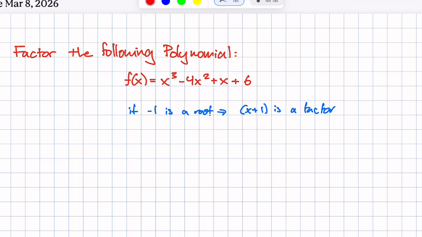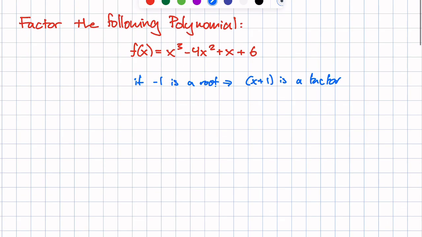As a sort of just easy way to remember that, it's always going to be x plus whatever the sort of opposite signed value of your root is. So in this case, we got -1, so it's going to be x plus 1. If we had gotten +1, it would be x minus 1, and so on. Now, once we've got our factor, we can actually set up our long division process. So what we're going to do is we're going to put the factor that we found outside, and inside the quotient, we're going to put our polynomial.